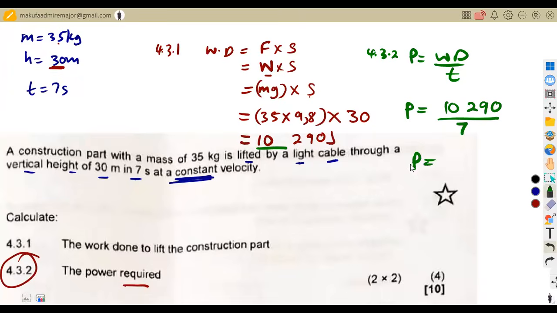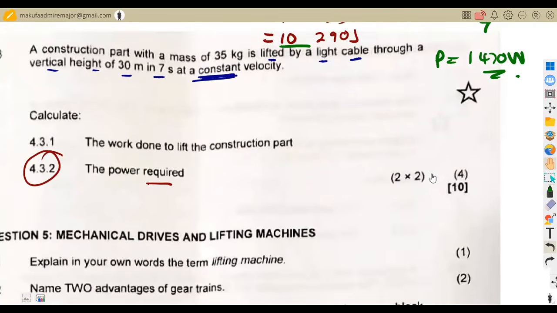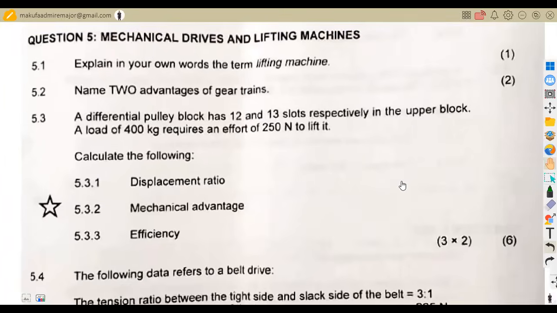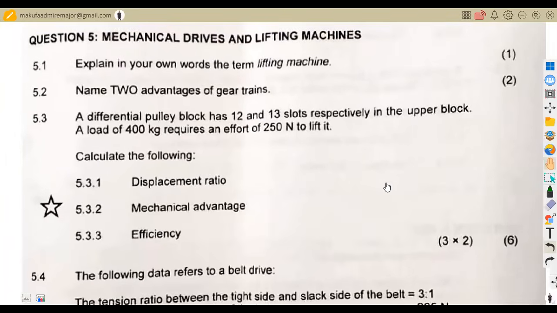So this was going to give us the power of 1,470, which was measured in watts, or you can write it in kilowatts if you want. That will be 1,47 in kilowatts. So the answer there at the end, it's up to you how you are going to express it when you are not given the final part.